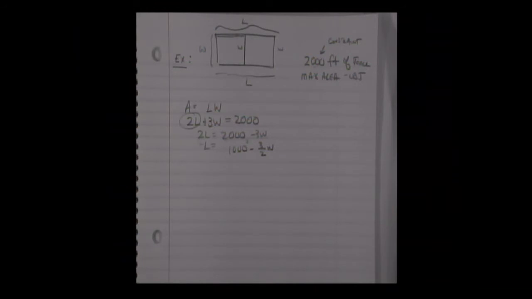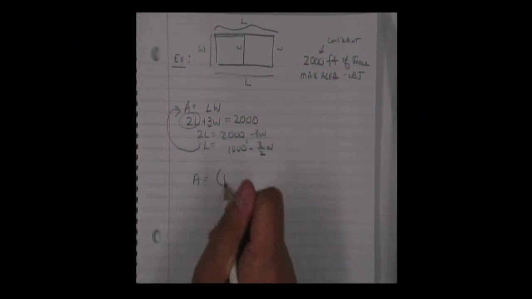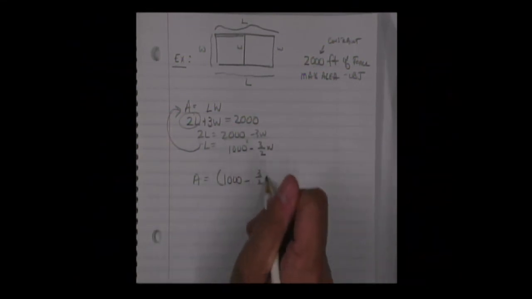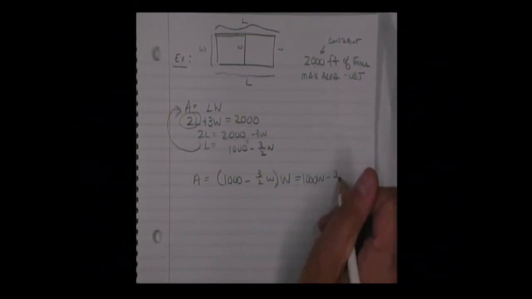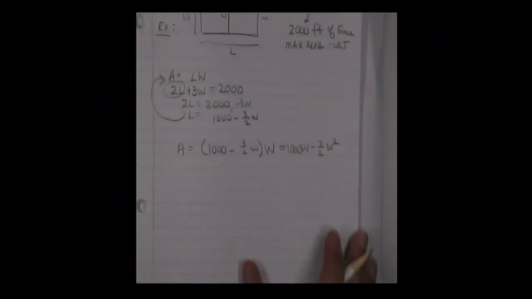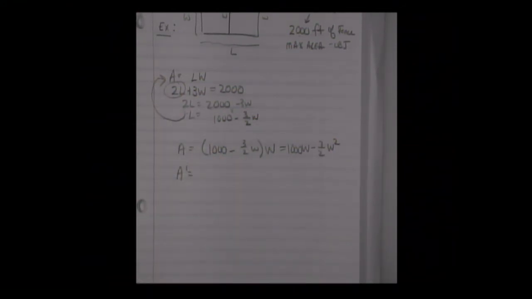Just like we did before, we take that and we stuff it back into the objective. So A equals 1,000 minus 3 halves W times W, or 1,000W minus 3 halves W squared. And yes, I know the algebra and the calculus are kind of redundant. They're not all the same. Don't go, oh, I've got those, so I'm really good on this section. We're going to twist it up a little bit on you. But to be able to see the process and do the same thing twice, you see how the process works.